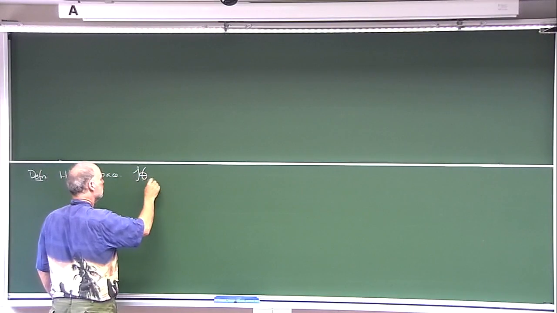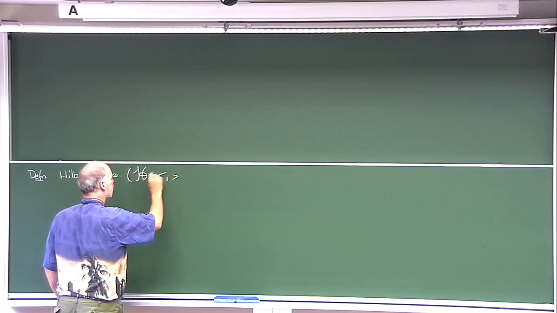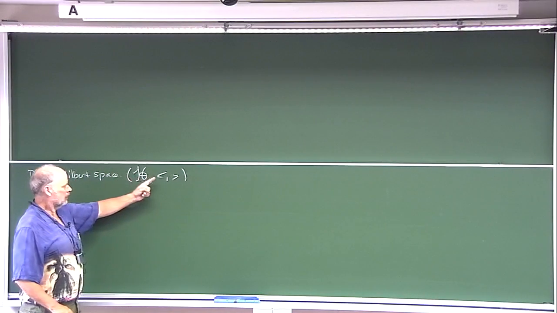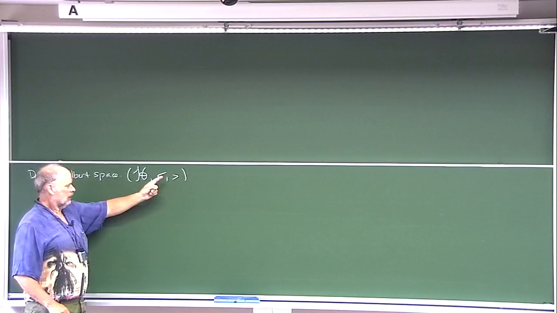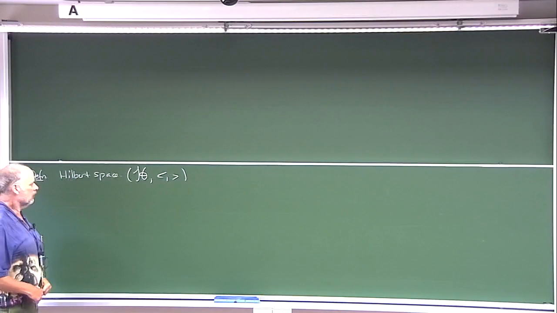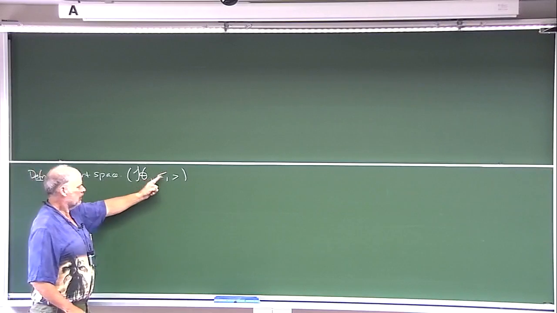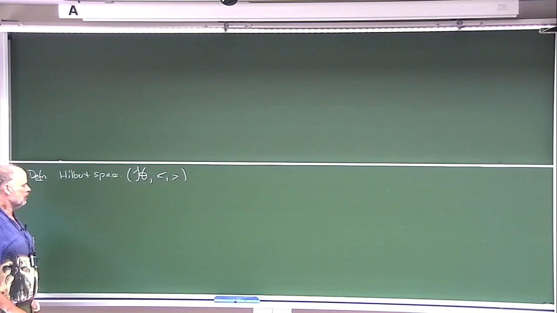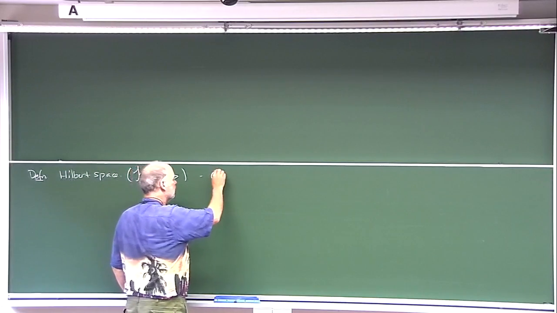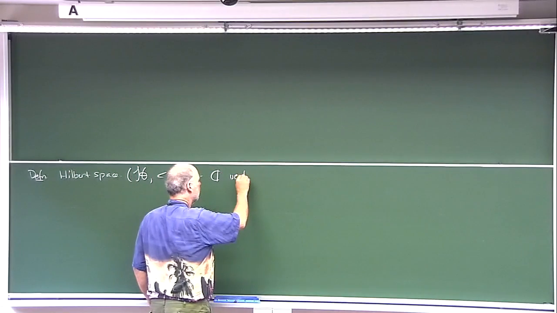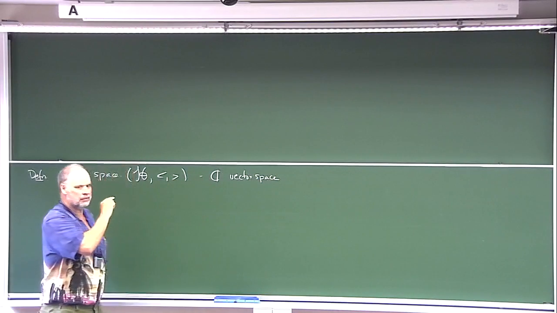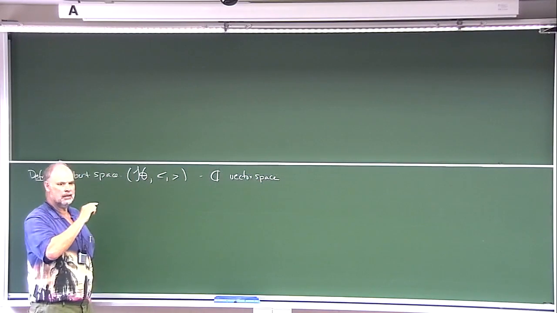My notation will always be: the Hilbert space itself as a vector space will be written with this letter, and its inner product, which is a sesquilinear positive definite form on the Hilbert space, will be written with these pointed brackets. Okay, so what is it by definition? It's a complex vector space. And this, as I said, is a sesquilinear positive definite inner product.